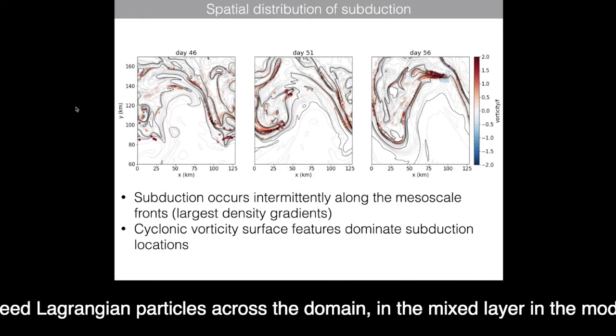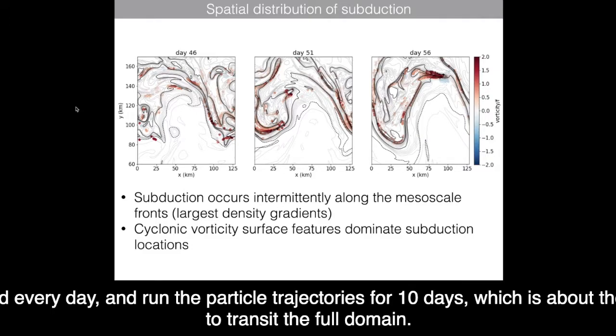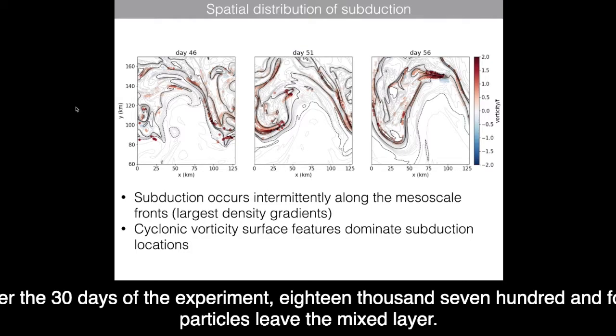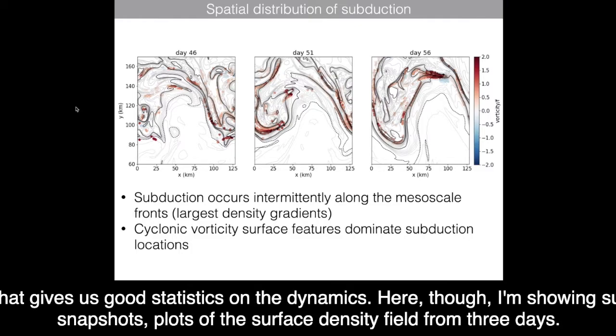I seed Lagrangian particles across the domain in the mixed layer in the model and reseed every day and run the particle trajectories for 10 days, which is about the time to transit the full domain. I then identify where particles leave the mixed layer. And so over the 30 days of the experiment, 18,740 particles leave the mixed layer. And that gives us good statistics on these dynamics.